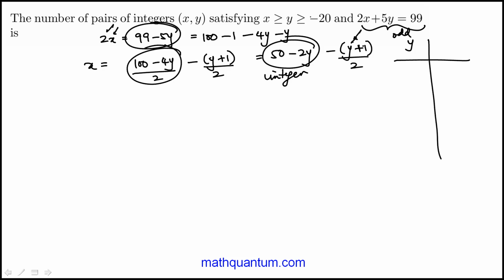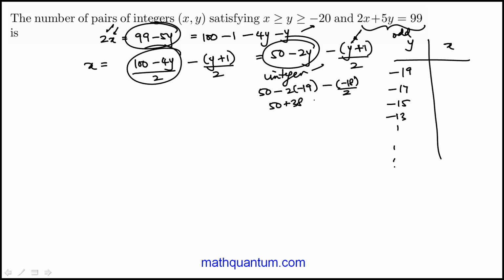And what's the least value? Well, they say it has to be greater than minus 20. So minus 19 is the least, minus 17, minus 15, and I have to see how far I can go. And I can compute the corresponding values of x either by plugging it in here. So if we do it here, for example, this would be minus 18 over 2, so 50 plus 38, and then this would be 9, so 97.